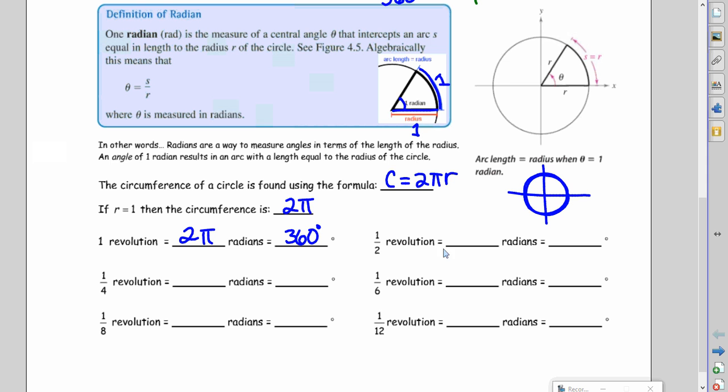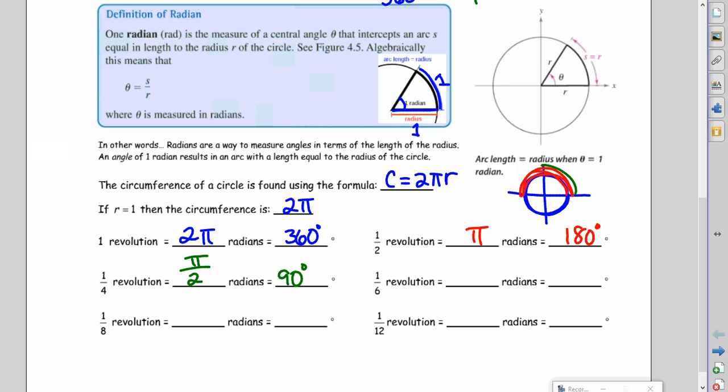This next one says half a revolution. If I go half of a revolution, how far is that? That's pi radians, because it's half of 2 pi, which is 180 degrees, half of 360. What if I go a quarter of a revolution? A quarter of a revolution is half of a pi, which I write as pi over 2, or 90 degrees.